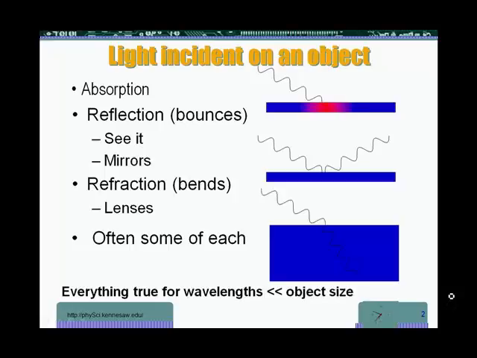As we mentioned earlier, light can be absorbed when it hits a particular surface, can be reflected off the surface, or it can move into the surface. And a lot of times all three are going to happen. We are going to discuss now the second thing that can happen to light, which is reflection.